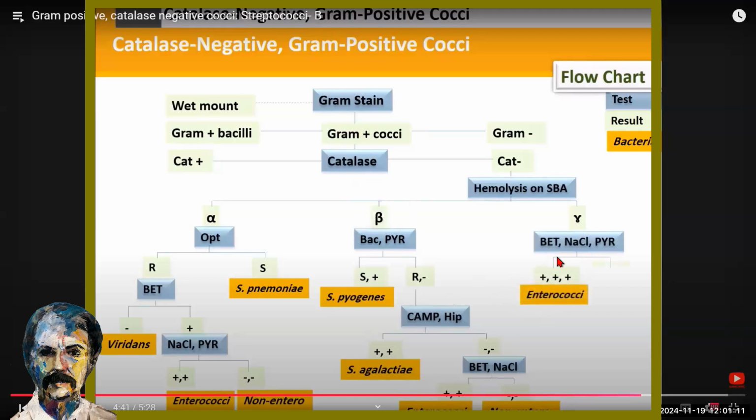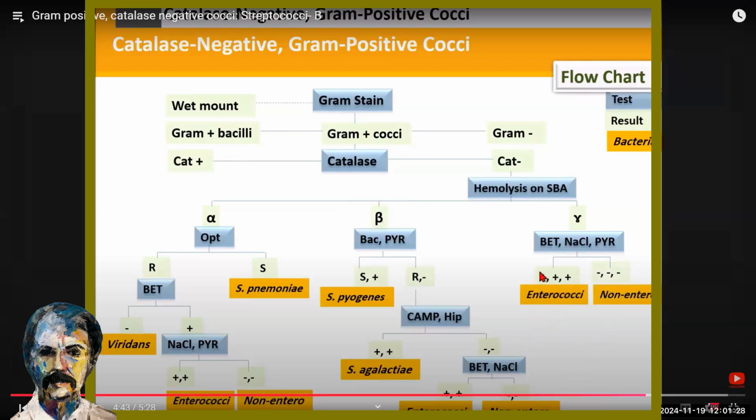Positive for any of them, enterococci. If you are using pyre and it's positive, enterococci. If you are using BET and it's positive, enterococci. If you are using three of them, the three have to be positive. Then it's enterococci. Otherwise, it's non-enterococci.